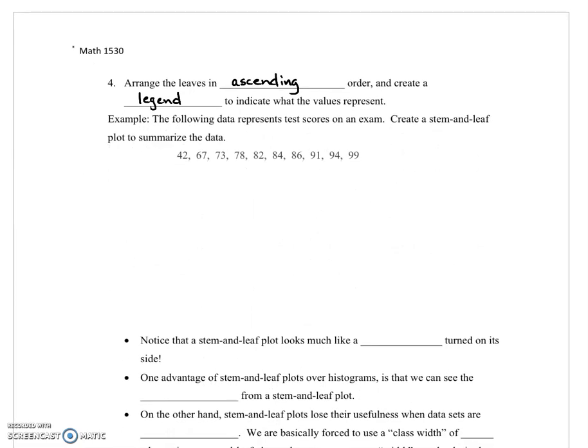So here we have 2-digit numbers. So the leaves are going to be the rightmost digits. What I've underlined in blue is the leaf. The stems are going to be the leftmost digits. So the stems are what I'm highlighting in blue here. If you look, our data ranges from 42 to 99, and a little tip here: arrange the data in ascending order to start with. It will make your life easier.